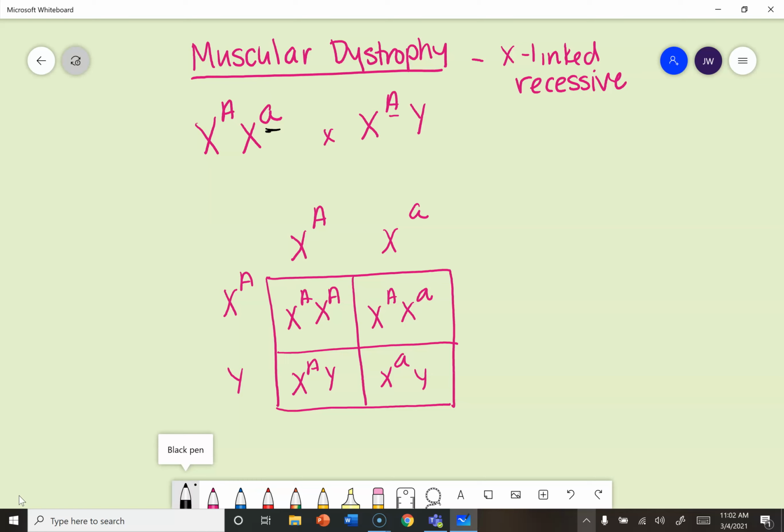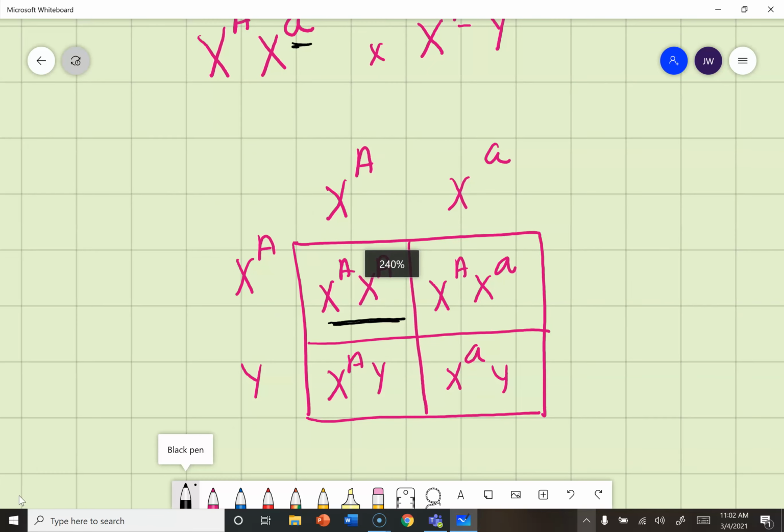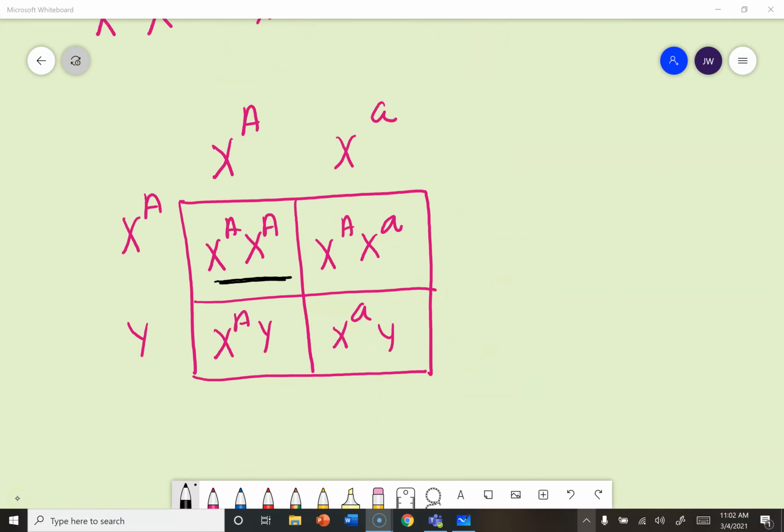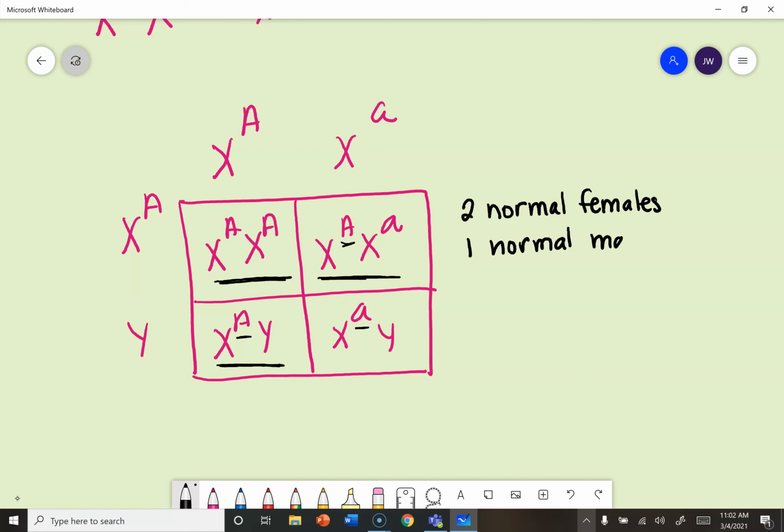So let's look at what we have here. Here we have a homozygous dominant female. That means that this is a normal female. And then we have a heterozygous female. She's also normal because she has the normal allele. So we have two normal females. Now then let's look at our males. We have a normal male who's got this dominant allele, and we've got an affected male because he has the one recessive gene. So we have two normal females, one normal male and one affected male. This means that he has muscular dystrophy. So notice from this cross, you cannot get a female that has muscular dystrophy.